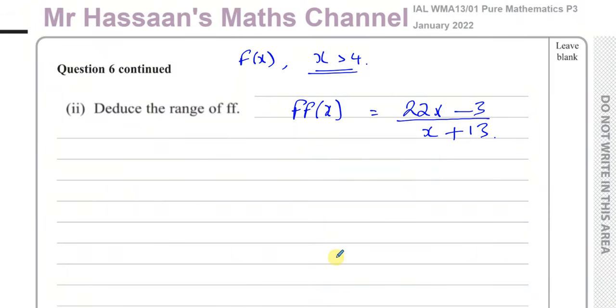And now for question 6, part 2, it says deduce the range of the function ff, the composite function ff. Now we've already found that the composite function f of f of x is 22x minus 3 over x plus 13. We know that there is a condition to the domain of the original function f of x, which is x is greater than 4, which of course will mean that this is also going to have that restriction. And we're going to think about how this function looks so we can see what the range will be properly.